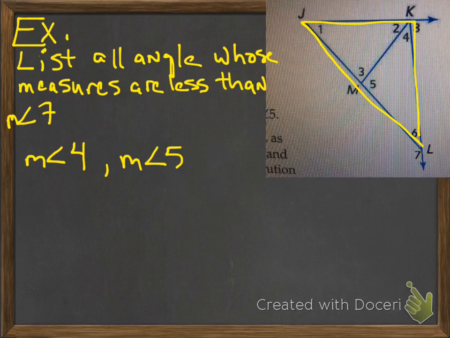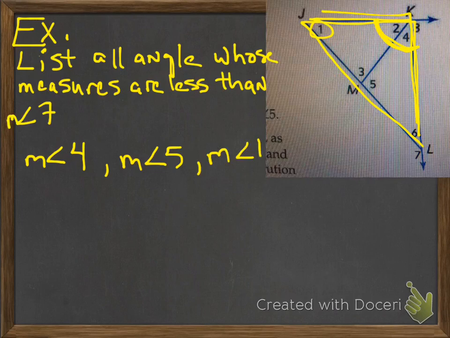Oh, there was more to this? Yes, of course there was. So now let's look at the big triangle. I know that, let's say here, angle 1, and this one right here, JKL, is going to add up to angle 7. So I can easily say angle 1 is going to be less than angle 7, or 7 is going to be greater than it.